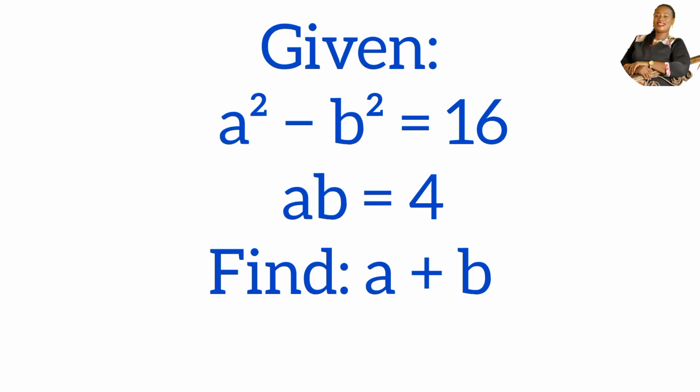Hi everyone! Today we are given a classic algebraic problem that looks simple at first glance but has a neat twist. We are given two equations involving a and b. One is a squared minus b squared, the difference of squares, and the other is the product of a and b. Our goal is to find a plus b.